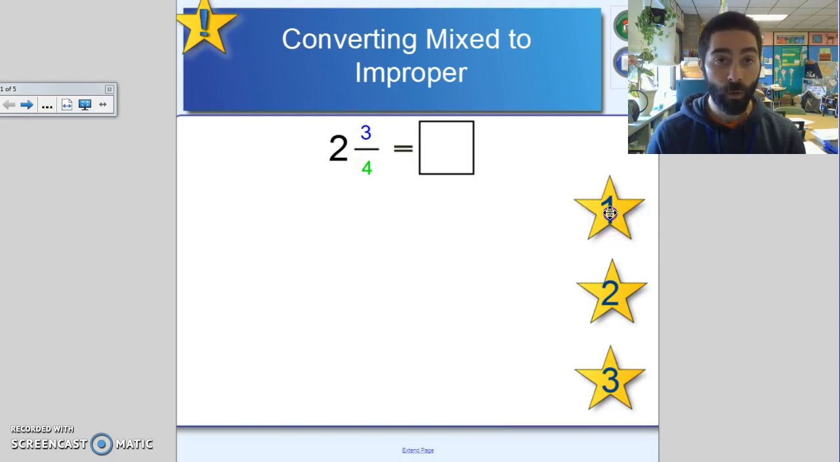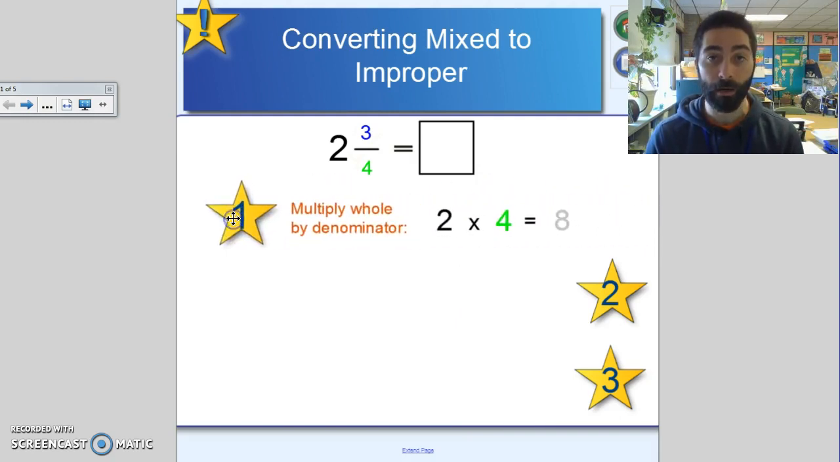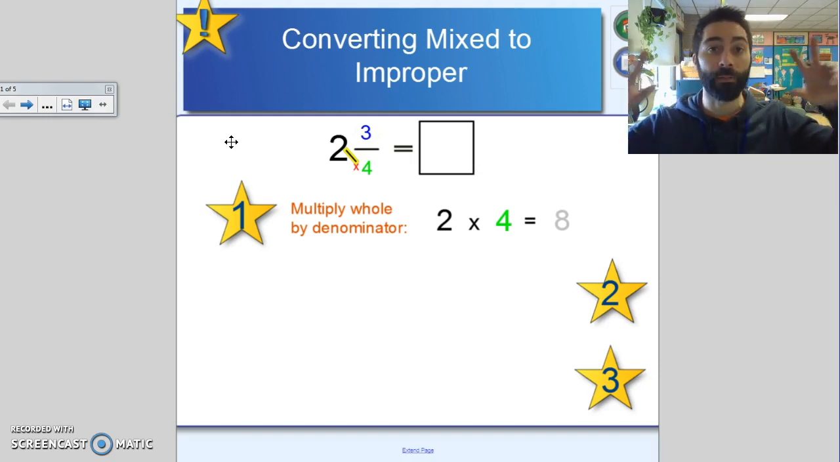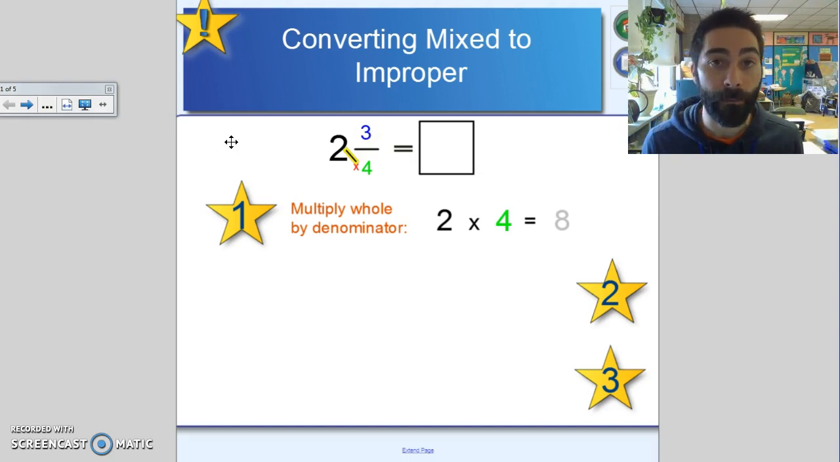Step 1, we need to multiply our whole by our denominator. So that would be 2 times 4, as you can see here. Okay, we would multiply the whole by the denominator. Now the reason for that is because the denominator represents how many pieces are in a whole, and so therefore 2 is our whole number, and however many pieces are in a whole, if we multiply them together, that's how many total pieces are in the whole so far, 8 pieces. So 2 times 4 is 8.